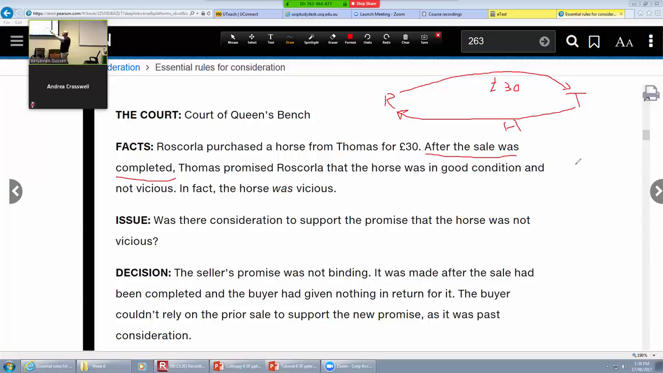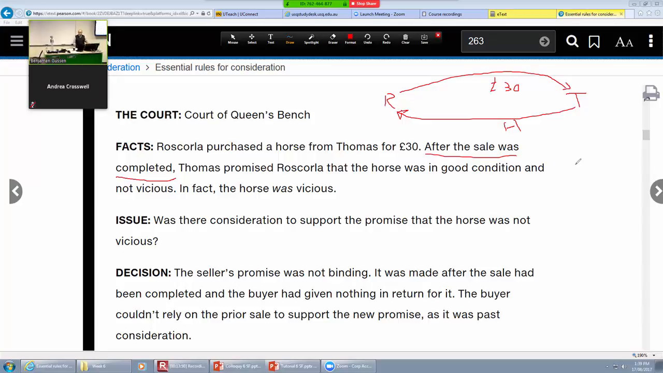Vice versa. T is promising R the horse. So R is buying this promise with what? With a consideration which is what? The 30 pounds. Why am I complicating things? Here's why. After the sale, what did R want? R wanted T to promise Roscola that the horse was in good condition and not vicious. Yes?